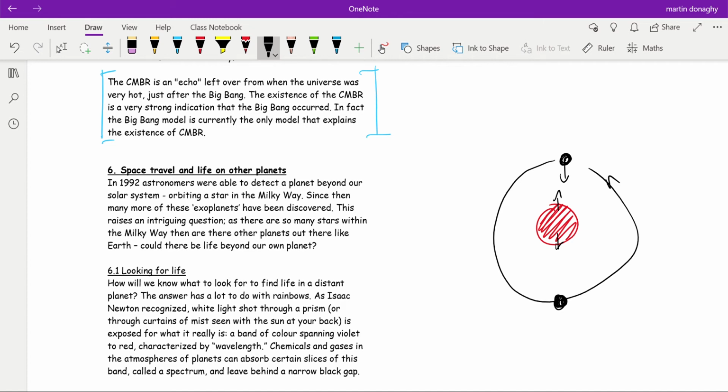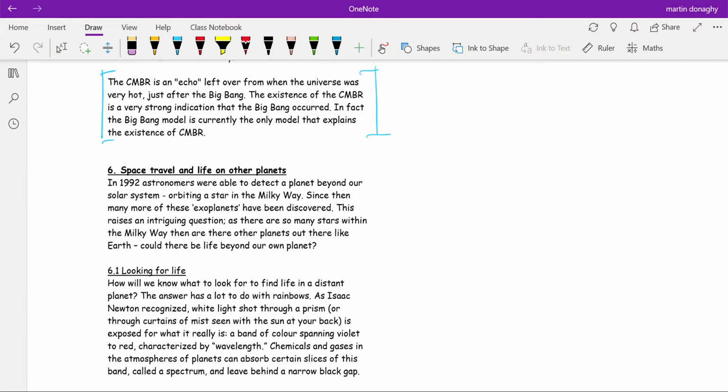On top of that, when the light from a star shines through a planet's atmosphere to get to us, if we have a star here and a planet here, the light from that star might just pass through the atmosphere of that planet. The chemicals in that atmosphere will absorb certain frequencies of the light, and when we detect that light, we can tell what chemicals are present in the atmosphere.